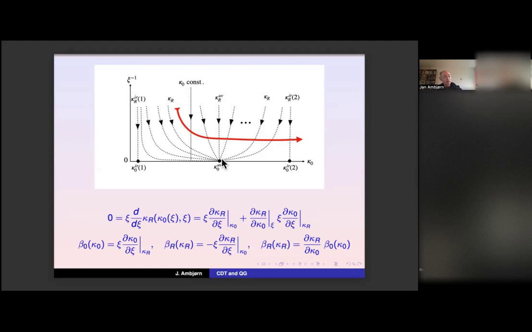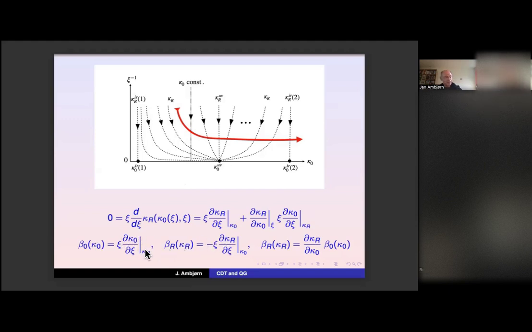So the fact that the renormalized coupling constant is fixed when you change the correlation lengths can be expressed by an equation like this. This curve here is characterized by the bare coupling constant being a function of the correlation lengths. And when you do the partial differentiation, you introduce the beta functions of the bare coupling constant and the renormalized coupling constant.